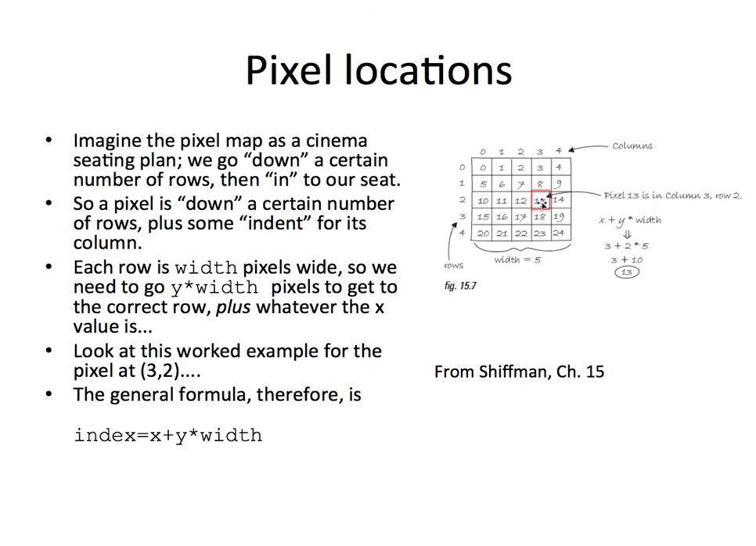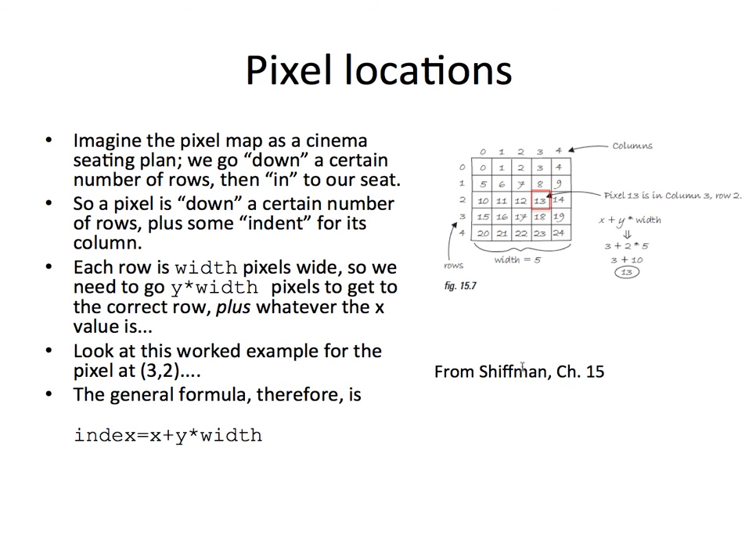So we need to go y times width to get to the correct row, and then add on the x. Here's a worked example for 3, 2. So we go down 3 rows, 0, 1, 2. Remember, it's 3 rows, but we start indexing at 0. So we go down 3 rows, 0, 1, 2, and then in 4, 0, 1, 2, 3.